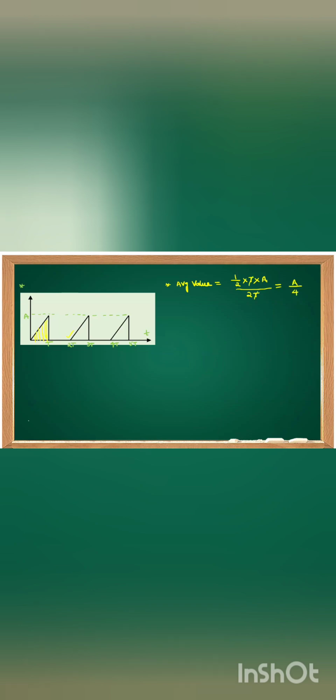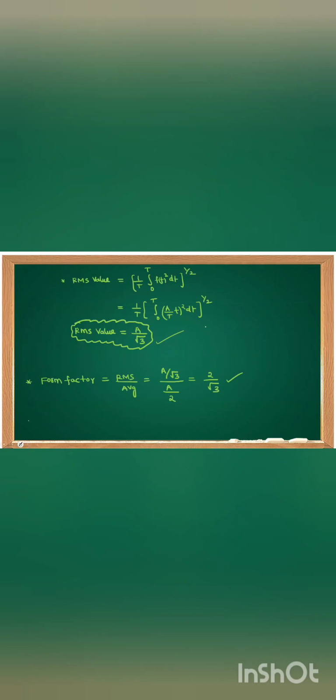Or by finding the equation of this, you use the integration method. Then also you can get A by 4. Very important. For this waveform, what is the average value? Average value equal to A by 4. You find the equation of the curve and solve by using this method also. We can get A by 4.